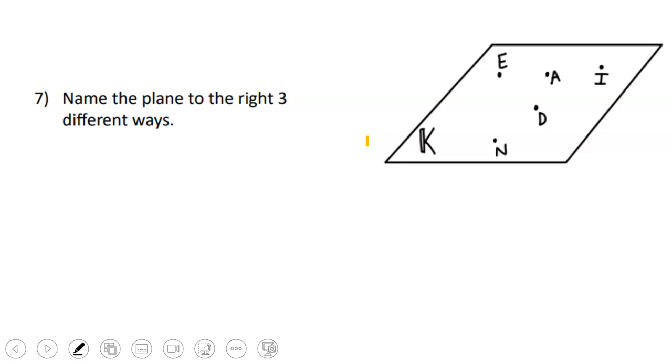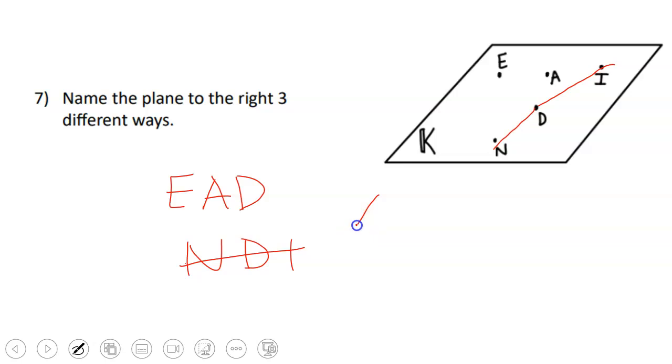So here is a plane. One way you could name this plane is you could call it EAD. That would be a plane. You could call it NDI. N, D, and I are not quite on a line, but if they were on a line, that wouldn't work. Maybe just to be safe, we should call it ADI, because those are definitely not on a line. Or we could call it capital letter K, because it is a plane.